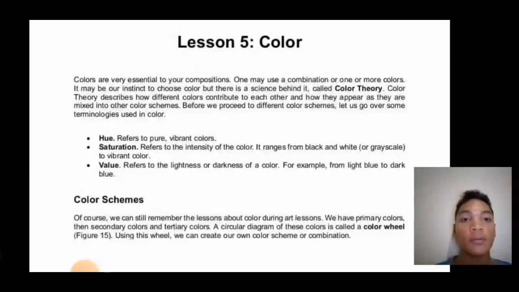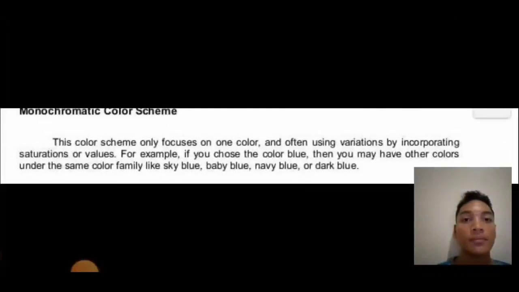Color scheme. Of course, we can still remember the lesson about color during art lessons. We have primary colors, then secondary colors, tertiary colors. A circular diagram of these colors is called a color wheel. Figure 15. Using the wheel, we can create our own color scheme or combination.